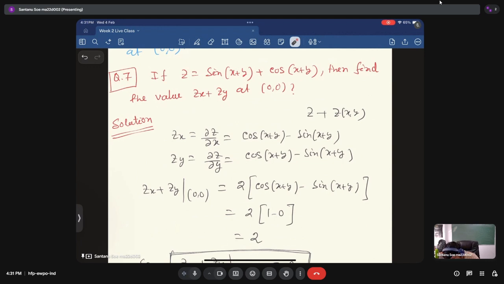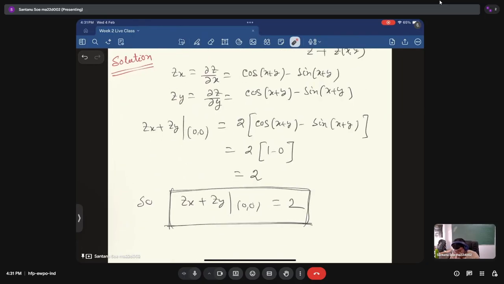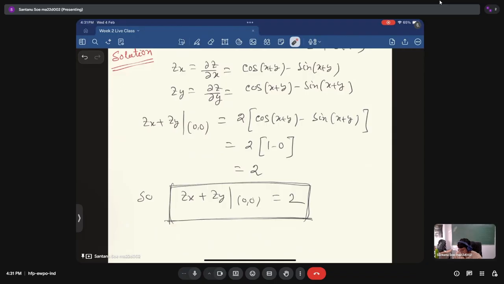So now you just put the values of 0, 0, which is x comma y both 0. I mean x and y both are 0. So this will be cos 0, and this will be sin 0. Sin 0 is 0 and cos 0 is 1. So this will be 2 times 1 minus 0, which is 2. So the answer is 2 here.